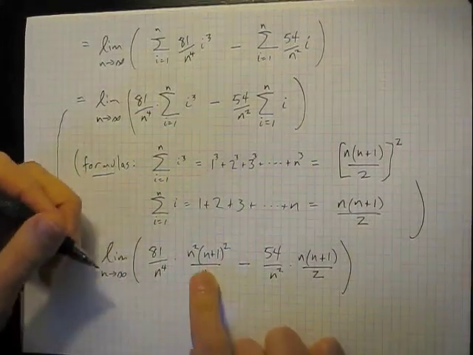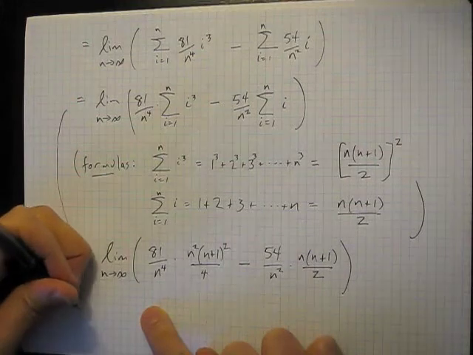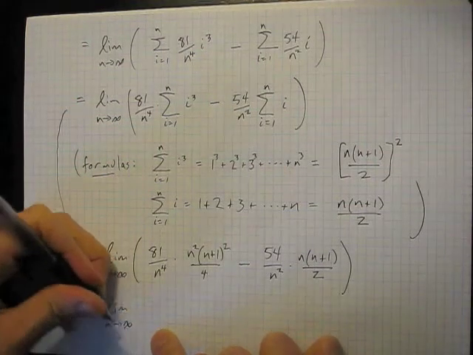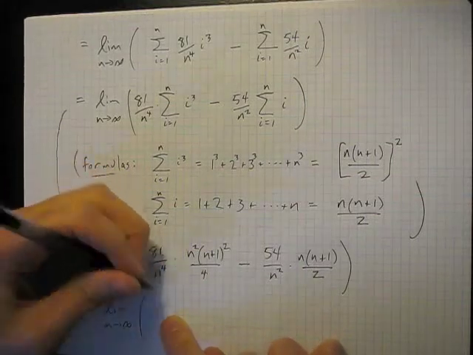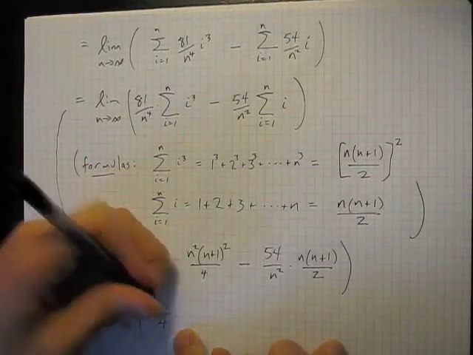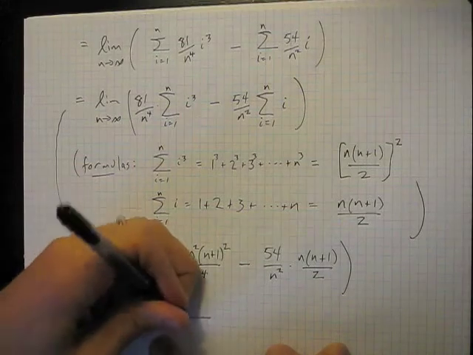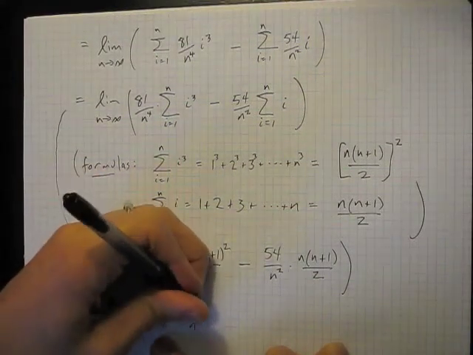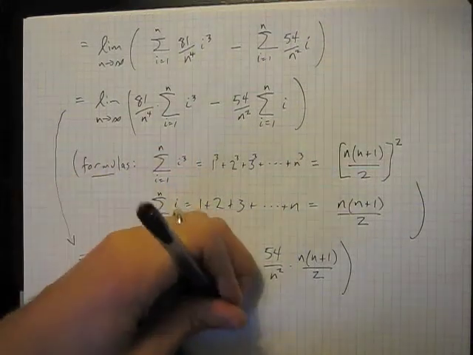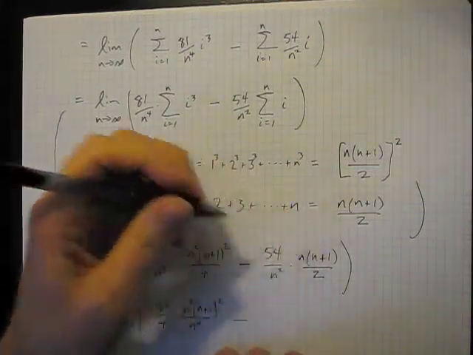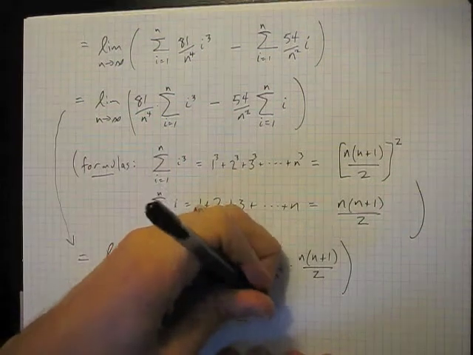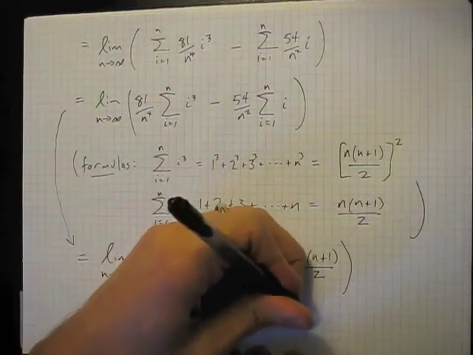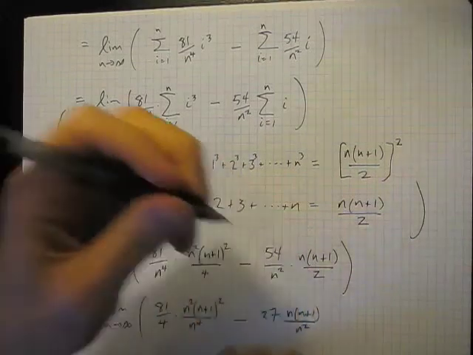Okay, so we can think about this. If we think about it, this will be the limit as n goes to infinity of 81 over 4 times some quantity here that has n to the fourth in the denominator, and n squared times n plus 1 squared here. And the same thing here, let's do 54 divided by 2 is 27, so let's get rid of that. And then we'll multiply by n times n plus 1 over n squared.